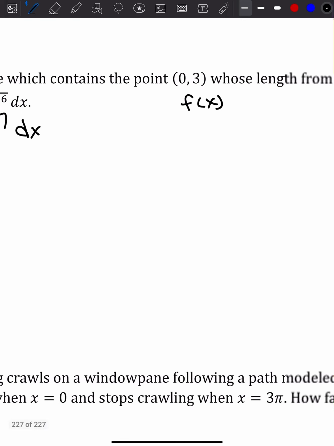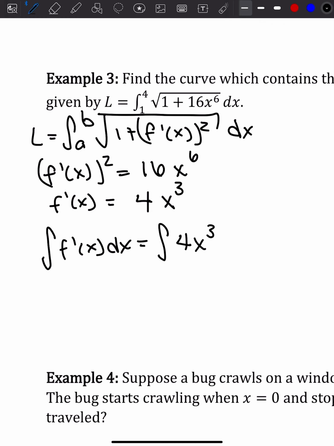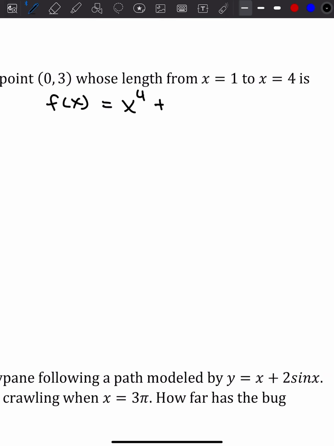Well, I want f of x. So what I want to do now is take the integral of f prime of x to give us f of x. So we have the integral or antiderivative of 4x cubed. I add 1 to my exponent and then divide by it. So we get x to the 4th plus c. Okay, so we know f of x is x to the 4th plus c.